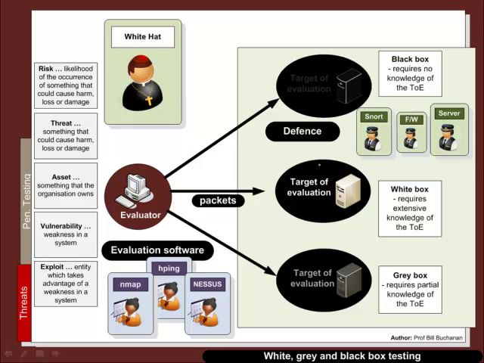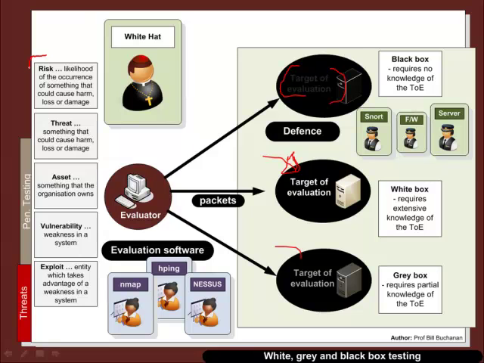So often we define a target of evaluation, and it's up to the white hat to evaluate the system for its vulnerabilities. This could be in terms of white box evaluation, and that is where we know the complete workings of the target of interest and can obviously craft an evaluation strategy based on that. There is grey box, where we have a partial knowledge of the target of evaluation, and we have black box, where there is no knowledge of the actual target of evaluation.